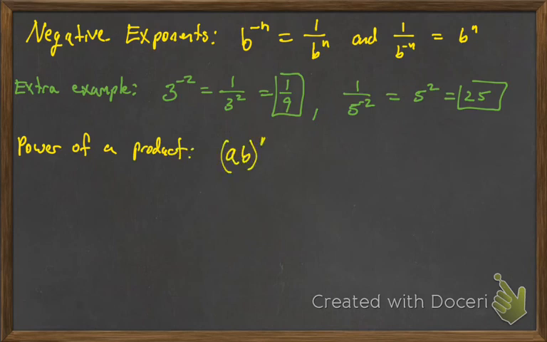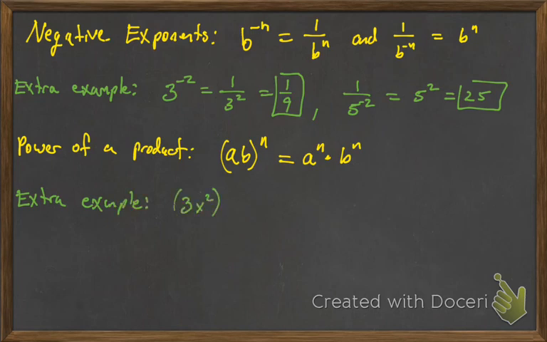So if I have ab raised to the n, we can quote-unquote distribute the n power. We have to be a little bit careful with it. So this is going to be a to the n times b to the n. Okay, and so we'll do an extra example here.